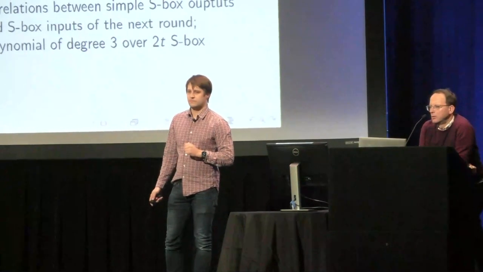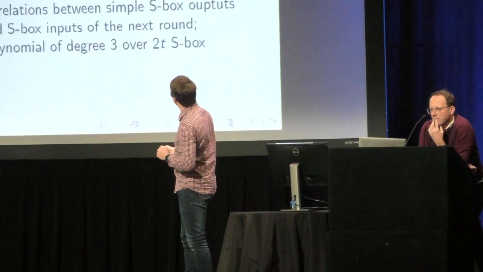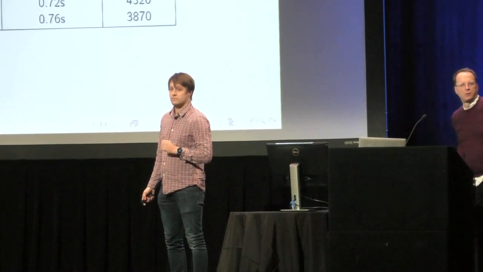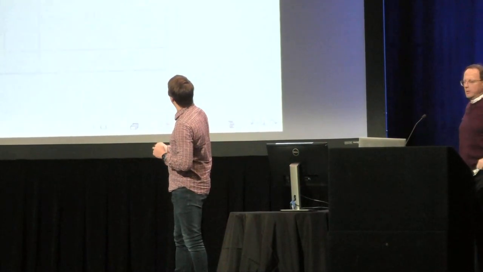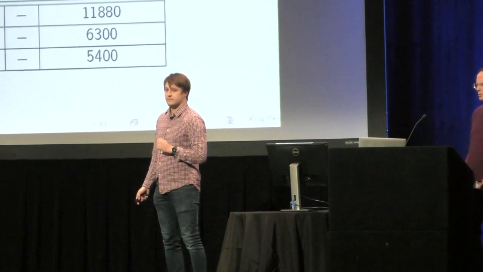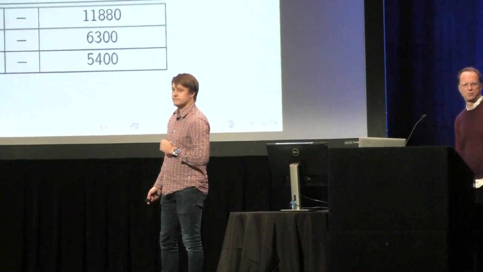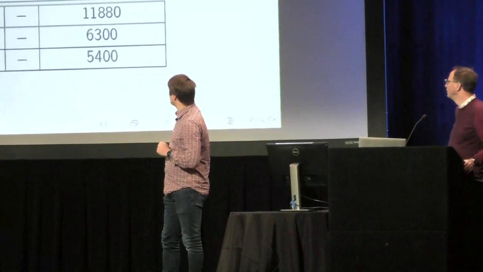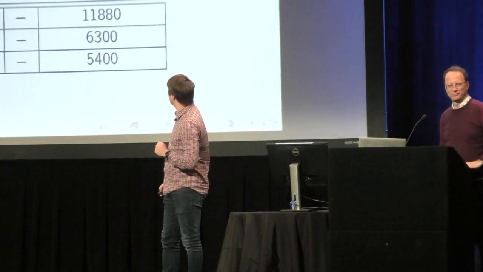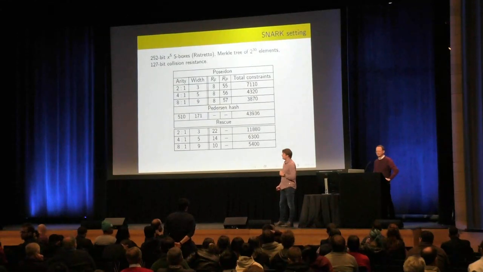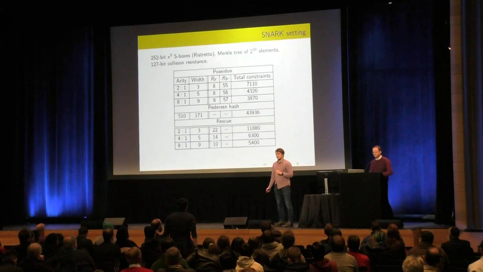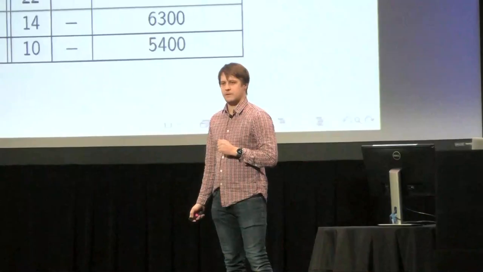One last question. If you could go back to your benchmark slides, you had the one for comparison to Rescue and Pedersen hashes. Could I ask what Pedersen hash you benchmarked there? The question is, what implementation of Pedersen hashes did you use, and what did you benchmark? I didn't benchmark. I just took this number from the Zcash spec. Okay, thank you.